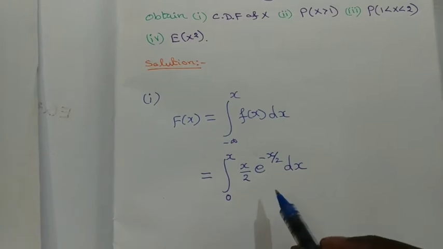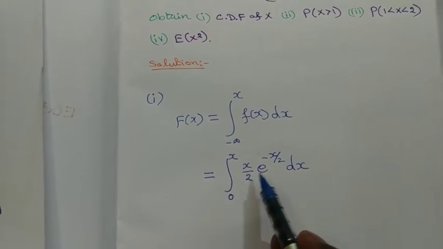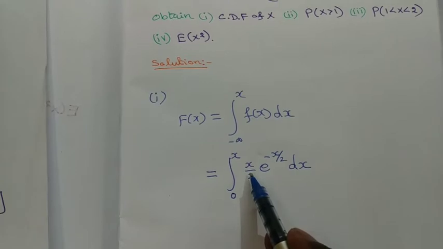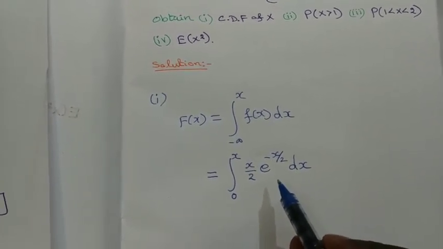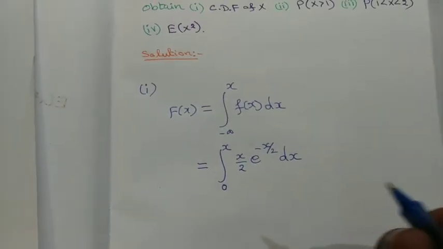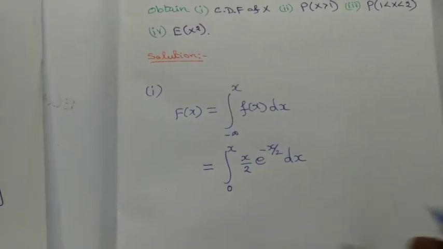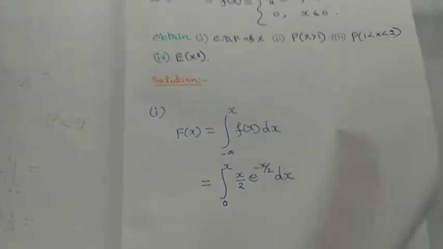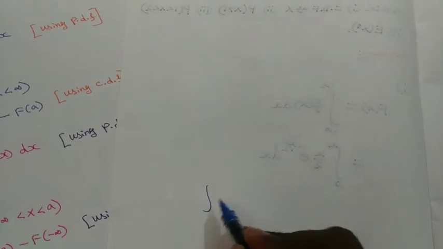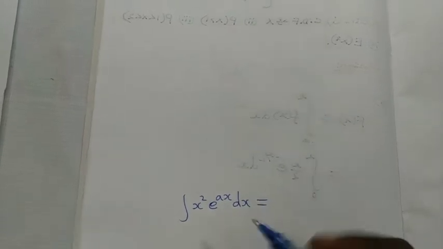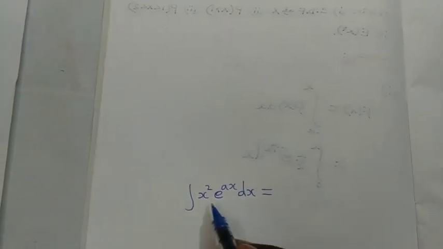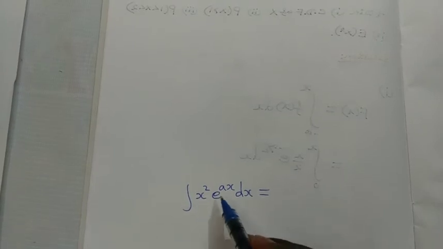So to integrate this, there are two terms in product form. One is an algebraic term, another one is an exponential term. To integrate this type of function, we have to apply Bernoulli's method. What is Bernoulli's method? For example, you can take x square into e power ax. Here I want to apply Bernoulli's method because this is the product of two functions, one algebraic, another one exponential.